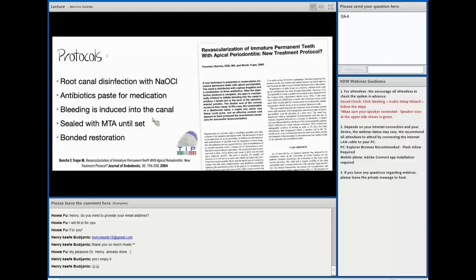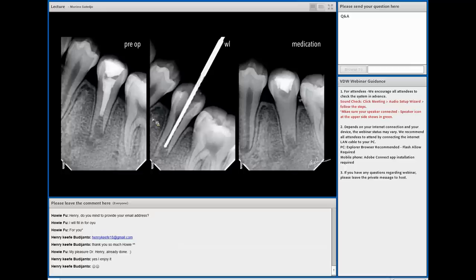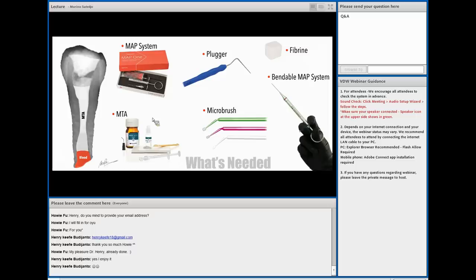So what is the protocol if I want to do regeneration in open apex cases? First of all, I'm definitely going to use disinfection, since I'm not sure we need much instrumentation, since usually the canal is very wide, and we still need some antibiotic-based medications. And if you need to use MTA, definitely we need to induce some bleeding. And when the MTA contacts the bleeding, that's when the magic happens, that's when the regeneration will take effect, because the calcium silicate in the MTA can contact the tissue, and it will create some hydroxyapatite as the start of the hard tissue component.